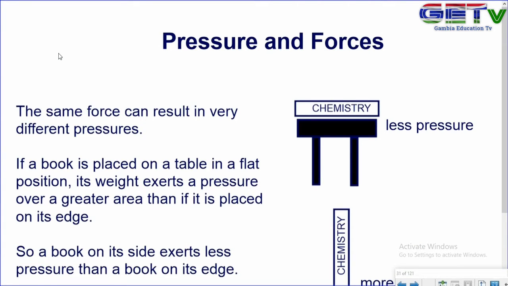So let's take a look at this example here. A chemistry textbook is placed on a table. The same force can result in very different pressures. If a book is placed on a table in a flat position, its weight exerts a pressure over a greater area than when it is placed on its edge.